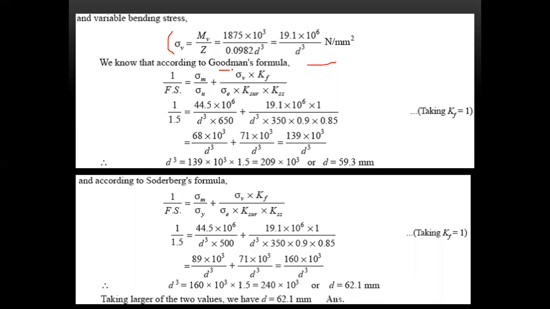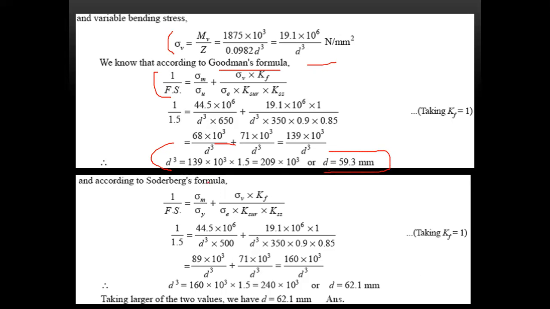Then by using Goodman's formula, 1/fs is equal to sigma m by sigma u plus sigma b into kf by sigma e into surface roughness into size factor. 1 by 1.5. Applying the values, taking factor kf equal to 1. After substituting all these values, d cube is equal to so and so, and finally d is equal to this one.